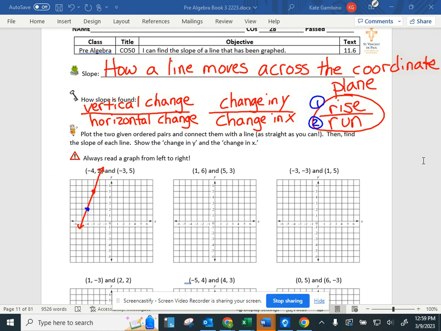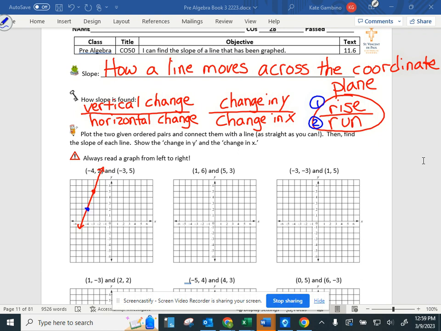So whoever starts then. You always start at the farthest left point, and then you look at where your next point is. As you're going to the right, if that next point is above it, it's positive. If that next point is below it, reading from left to right, then it'll be negative.